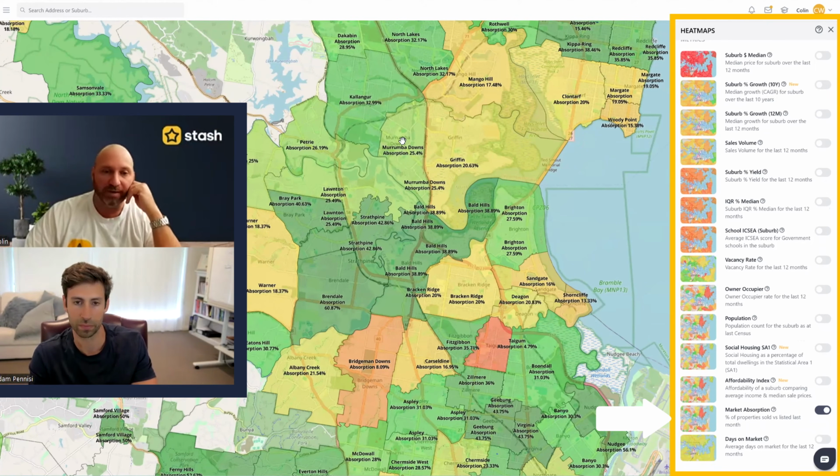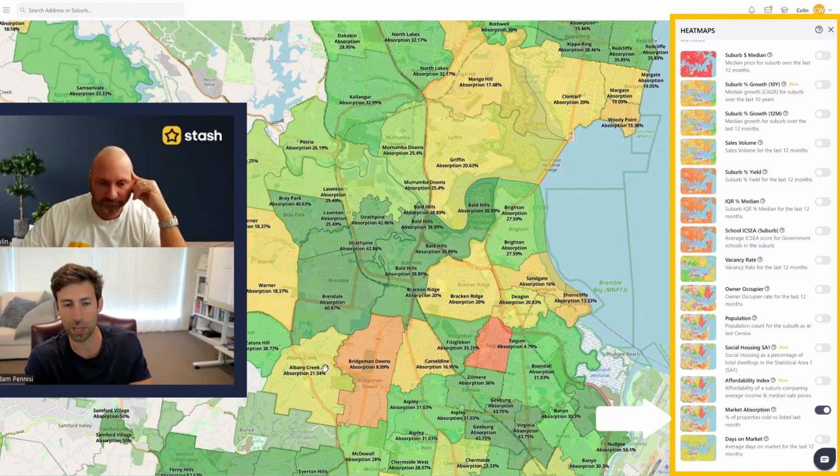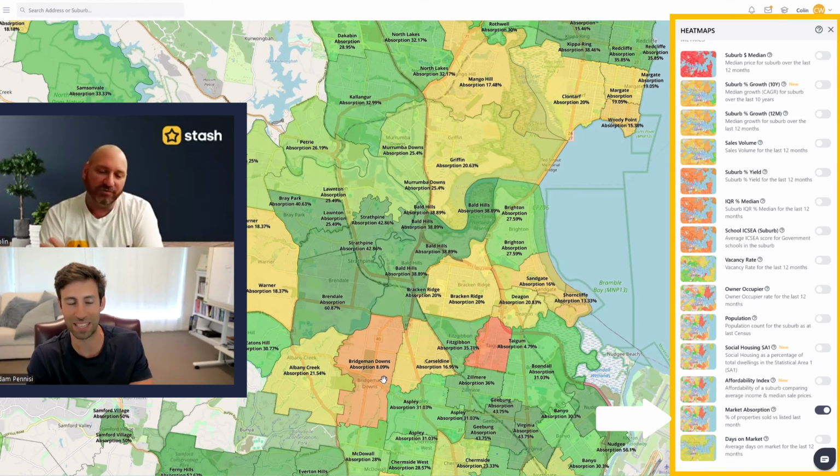So you want a basically high number here. If there were 10 houses in Brendale, 6 of them were selling every month. Just that one below, because Brisbane Downs is where I am. Does that mean that's good or bad? Well, it basically means that there's 10 properties on the market, 1 is selling.